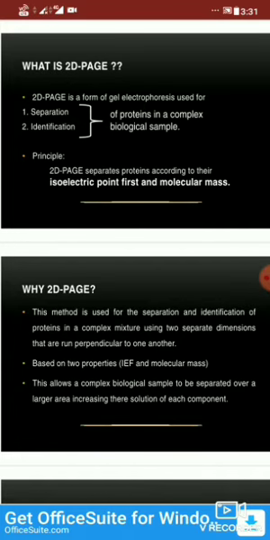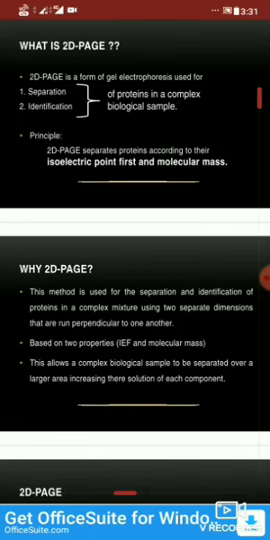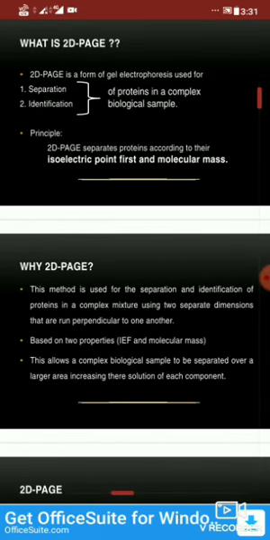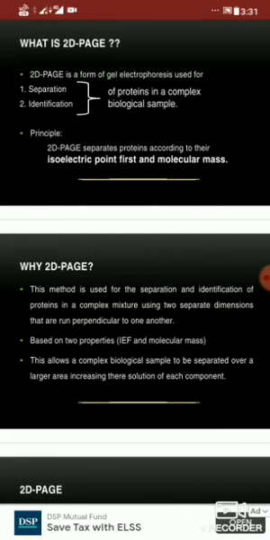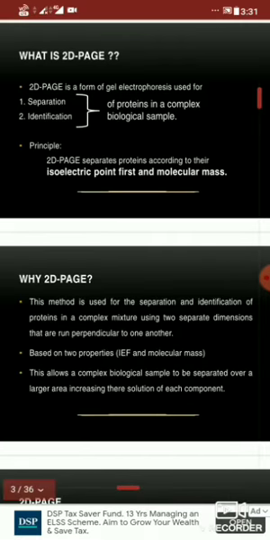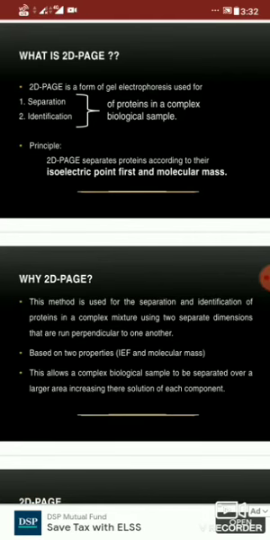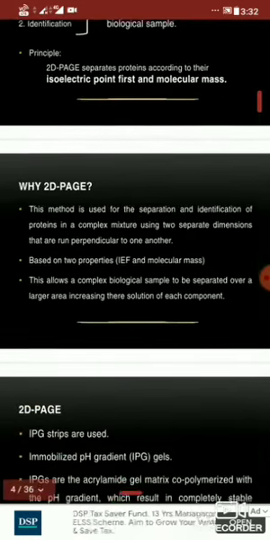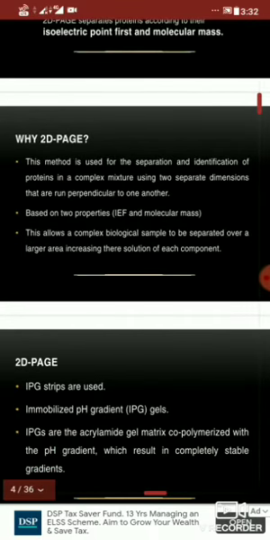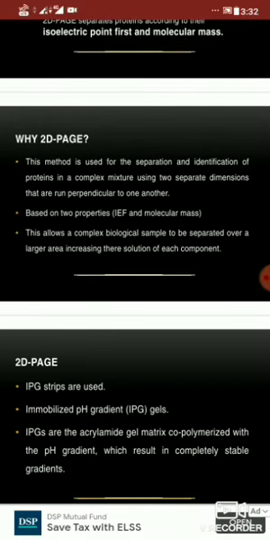That means in the two-dimensional gel electrophoresis system, we carry out electrophoresis in two steps. In the first step, the separation is based on the isoelectric point of the proteins present in the given sample. And in the second step, the proteins are separated based on their molecular mass like we do in any SDS PAGE. So this is the basic principle of the two-dimensional electrophoresis system. Now the question is why we need two-dimensional PAGE. Why not just go with a simple one-dimensional PAGE?